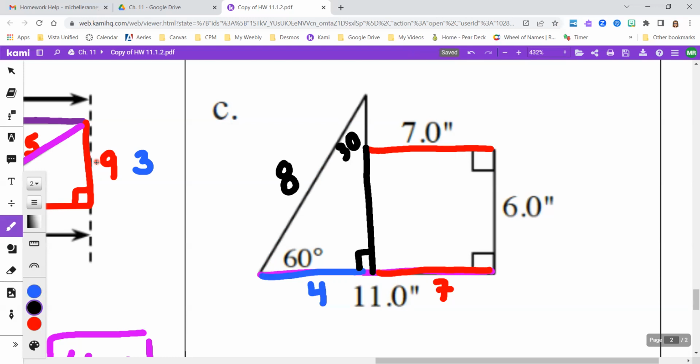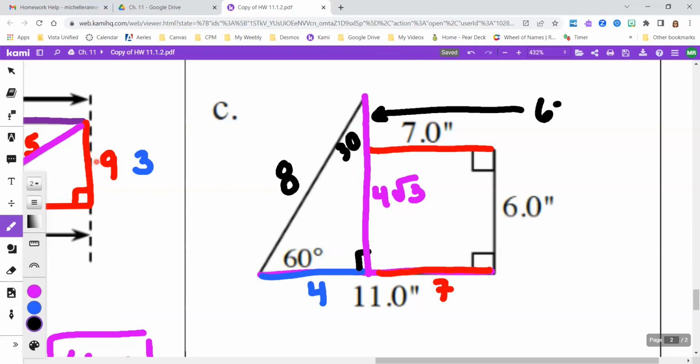And I also know that this whole entire side, the whole purple piece, is going to be 4√3. Now, this piece right here is going to be, I shouldn't say 6, 4√3 minus 6, because the whole thing is 4√3. From here to here is 6.